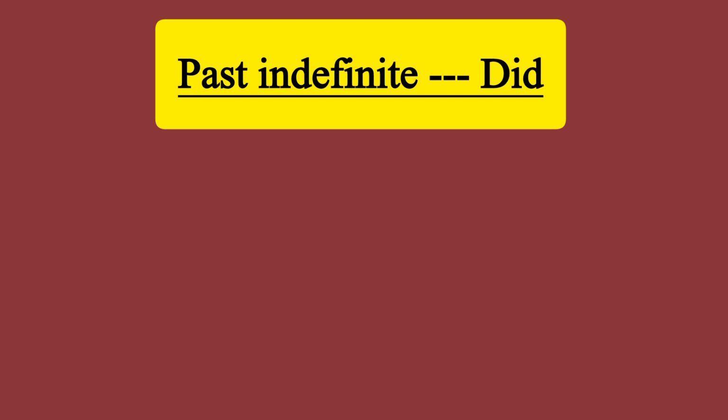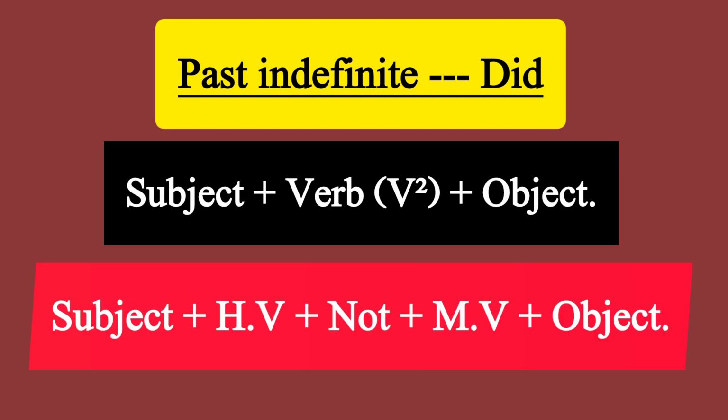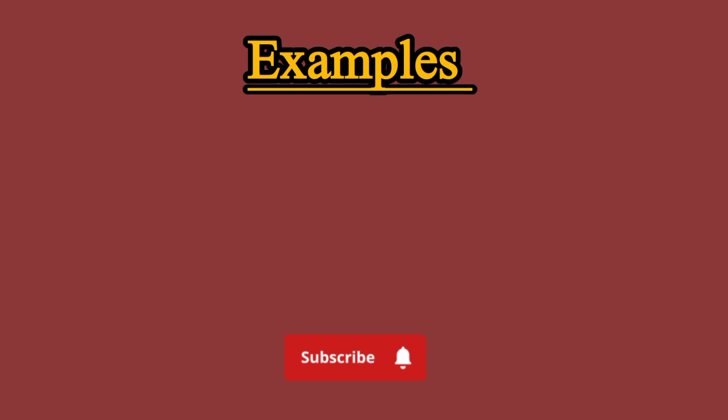Past indefinite tense. In past indefinite tense we use did with all subjects. We have a subject plus second form of verb plus object. When we change into negative we have a subject, helping verb did and not, main verb changed into first form, and object. At the end we put a full stop. In this we have to change the second form into first form while we change into negative.